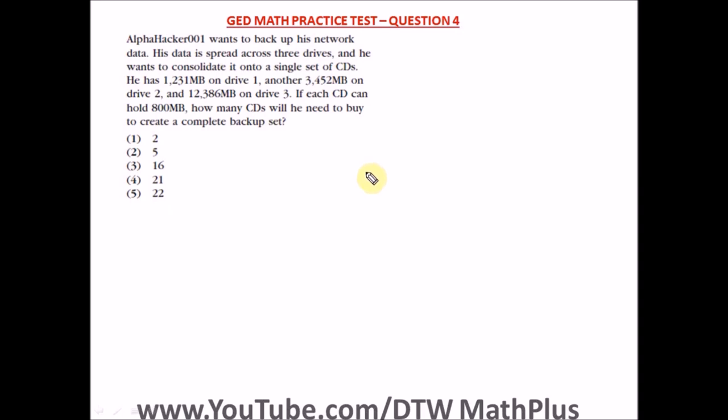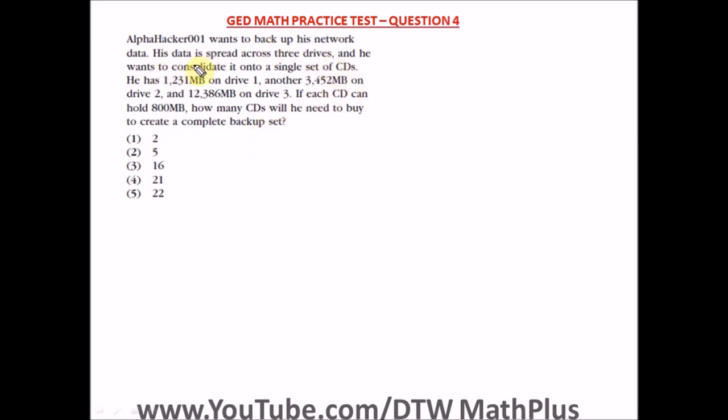Question 4 of the GED math practice test part 1, that's the part with calculator. It says Alpha Hacker 001 wants to back up his network data. His data is spread across 3 drives and he wants to consolidate it onto a single set of CDs. He has 1231 MB, that's megabytes, on drive 1, another 3452 megabytes on drive 2, and the final one, 12386 megabytes on drive 3. If each CD can hold 800 megabytes, how many CDs will he need to buy to create a complete backup set?